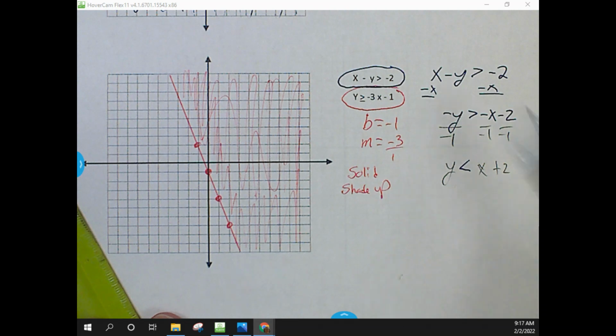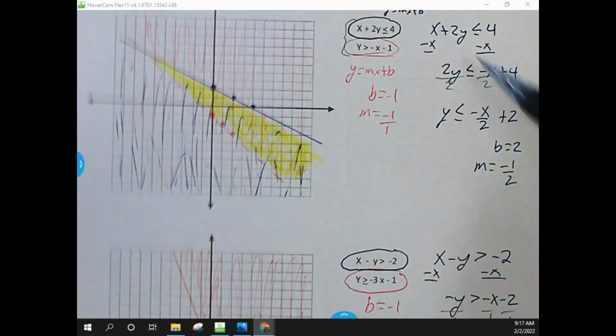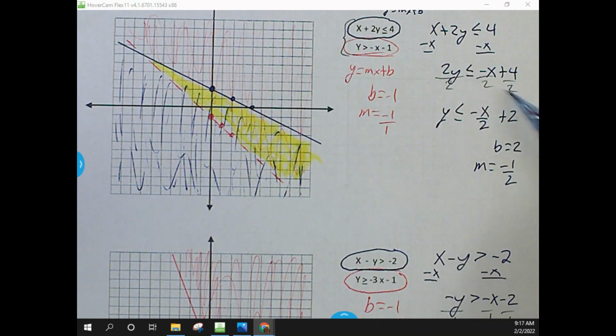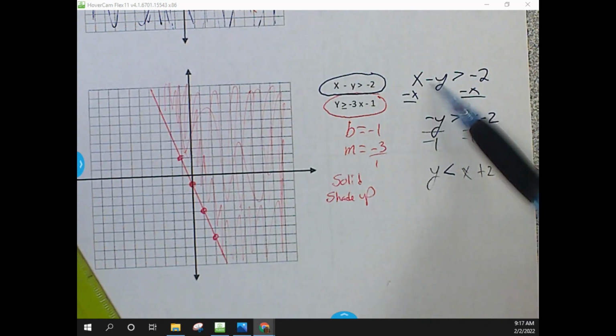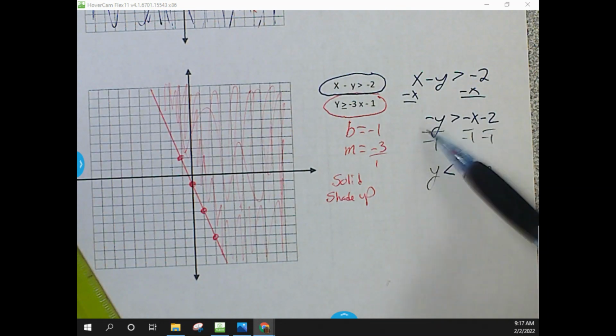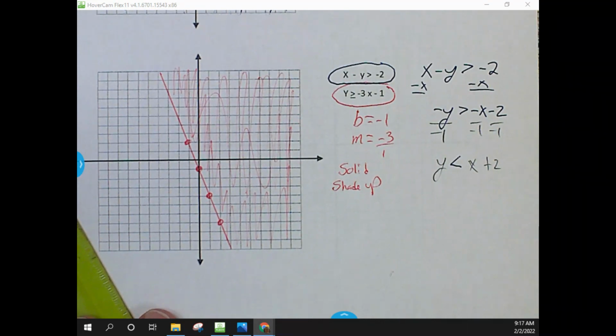And that's only if the y is negative. If the y is positive, like it was back up here, we divided by a positive 2, we didn't have to change the sign. But if the number with the y is negative, then you're going to have to change this sign from being greater to less than, or if it was less than, you change it to greater than. All right, so now we got what we need.